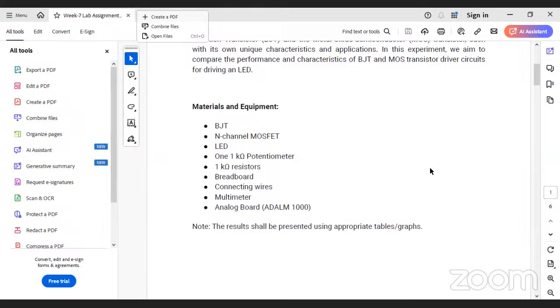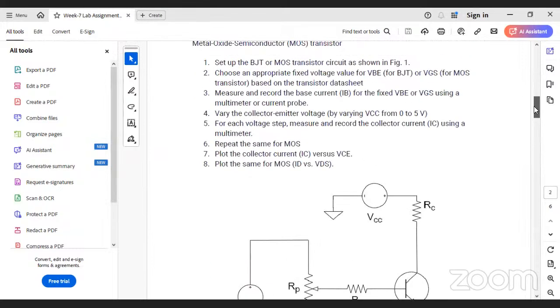Anybody has any doubt? Ma'am, this experiment is not visible in my dashboard, in my course section. Only week 5 and week 6 are there, and both weeks have different PDFs and videos. This experiment is not visible in your week 5 dashboard?